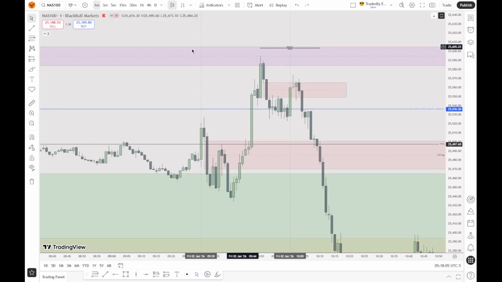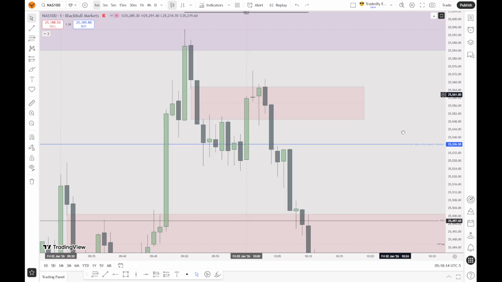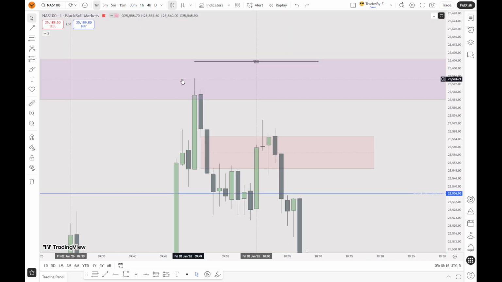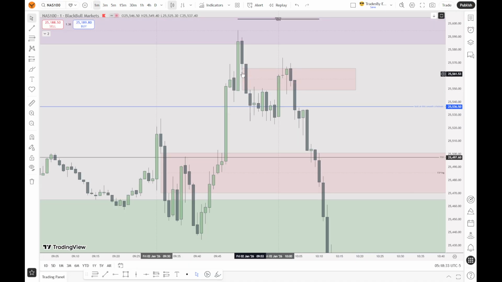Now when you look close at this, before heading there, let us zoom in here. Look at this, how the encroachment of this inversion fair value gap was respected there. At what time? In the macro, the 9:50 to the 10:10. That is a macro. That's why you got this fair value gap in here. Okay, that fair value gap in here.